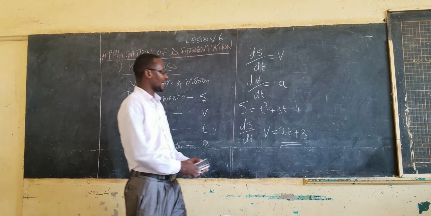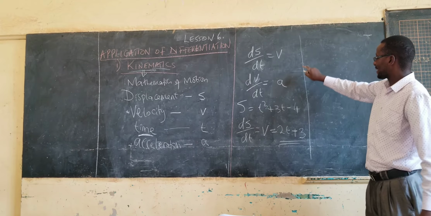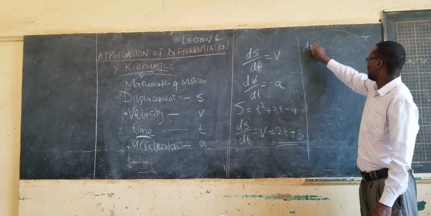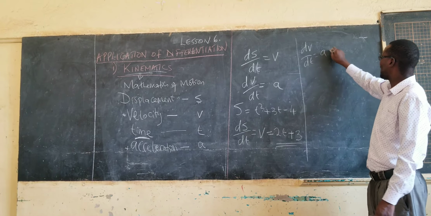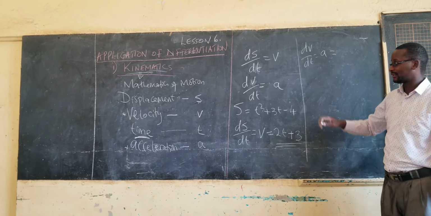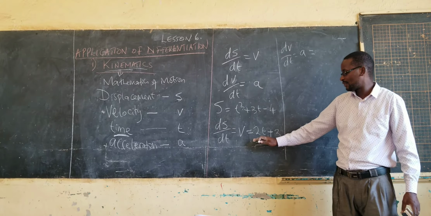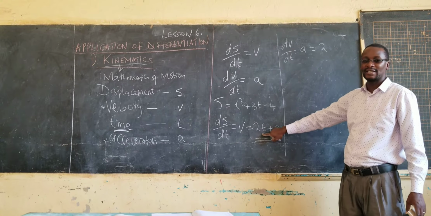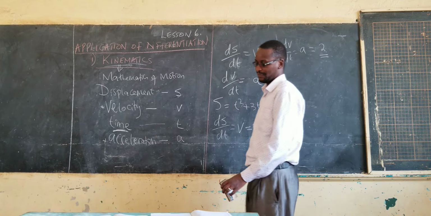What if we are told to get the equation for acceleration? To get acceleration, it is dv over dt. So dv over dt is the one that is giving us acceleration, and it is equal to, we differentiate this now. We are differentiating the equation for velocity, and it is equal to 2. So the acceleration of that particle is 2.